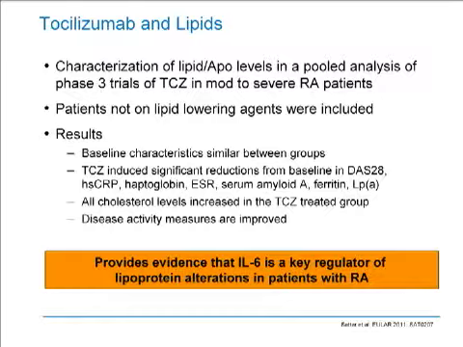So this study looked at the characterization of lipid and APO levels in a pooled analysis of all the phase 3 trials of tocilizumab in RA patients. Patients that were not on lipid-lowering agents were included. And the results show that all cholesterol levels increased in the tocilizumab-treated group. And as known, disease activity measures were also much improved. This provides some evidence that IL-6 is a key regulator of lipoprotein alterations in patients with RA.